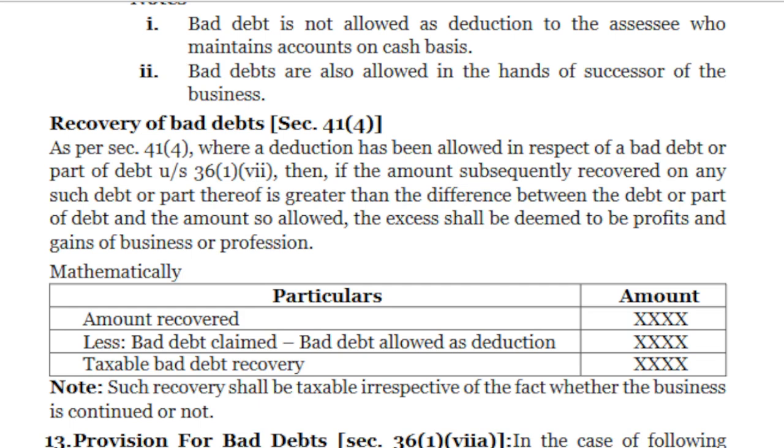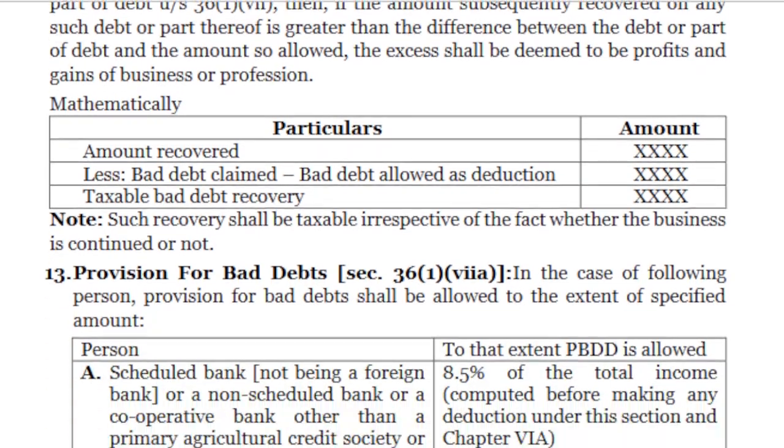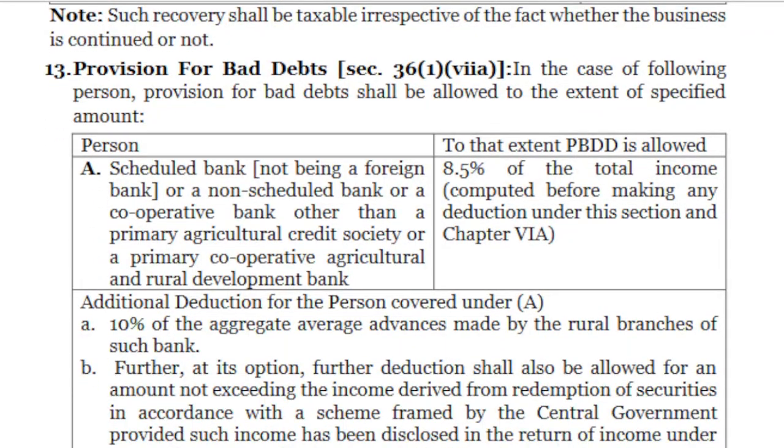Now come to provision for bad debts. This also will continue this way. It is not at all important from your exam perspective, except for 1 mark, and that's how much we will read. Section 36, subsection 1, clause 7a.